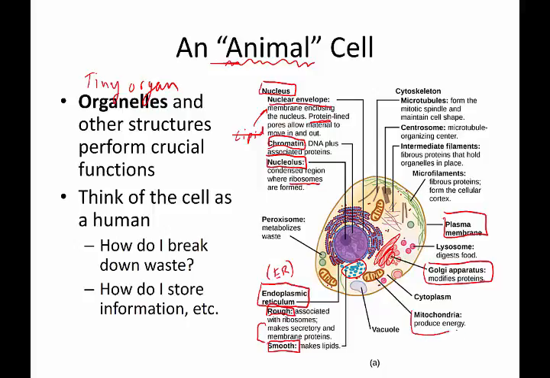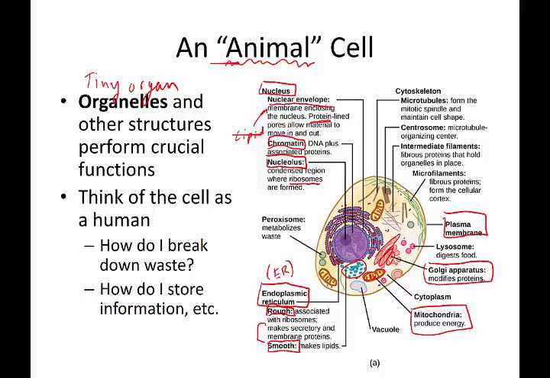Next, we have the mitochondria. You can think of the mitochondria maybe being like the stomach or something like that. The mitochondria is all about producing energy, and it has this very characteristic bean shape. You can see there are little walls or protrusions all throughout. So the mitochondria is all about producing energy.